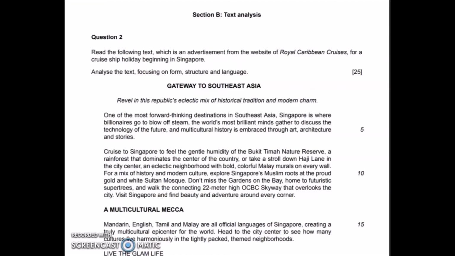Number two, you're looking out for the specific language devices used by the writer to persuade the readers. For example, is there imagery used by the writer, or are there rhetorical devices used by the writer, or are there intensifiers used by him?